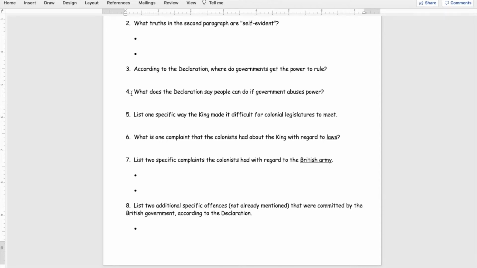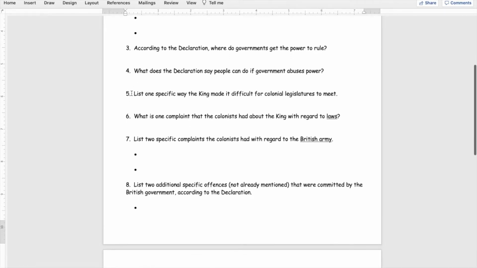Number 5 says, list one specific way the king made it difficult for colonial legislatures to meet. He called them at unusual places that were distant and uncomfortable, meaning the American colonists wanted to attend these legislative meetings, but they couldn't because they were so far away or in really random places. And the king did that on purpose so that they wouldn't attend.